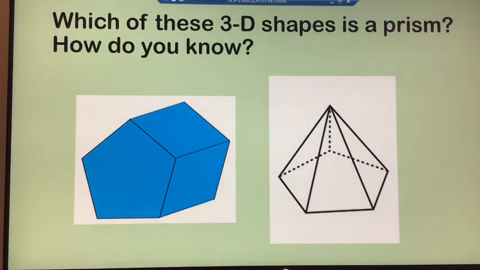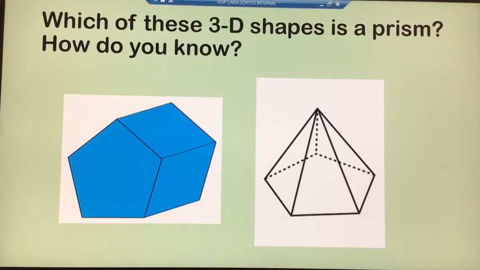Right, a little question here. Which of these 3D shapes is a prism, and how do you know? Stop the tape and see if you can write down maybe one fact or two facts that tells you which shape is a prism.